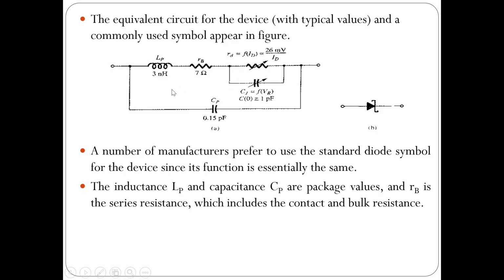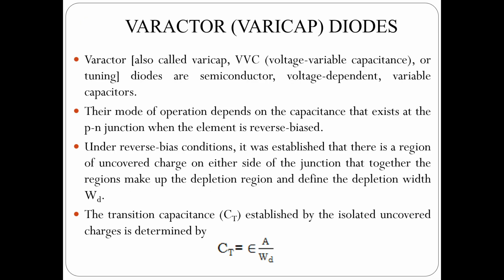This is the circuit diagram of operation, with the inductance value and the resistance value. This symbol of the Schottky diode is the standard normal PN junction diode symbol. The terminals are anode and cathode. Here LP indicates the inductance and the capacitance of the package. The value of base resistance is the series resistance, which includes the contact and bulk resistance.